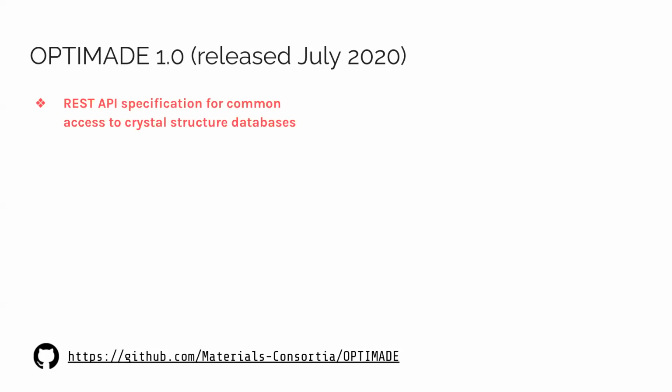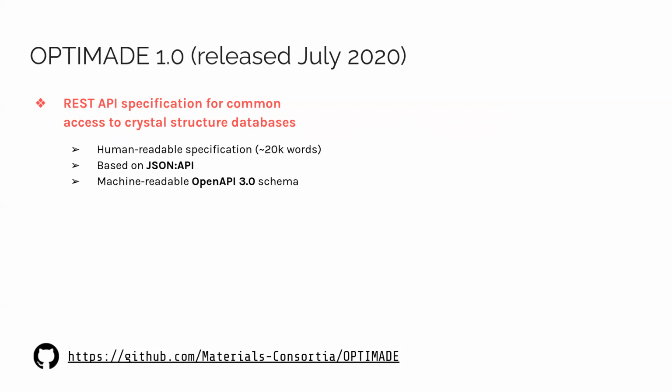So, I've said this, but just to hammer it home again, OPTIMADE is a REST API specification for access to crystal structure databases specifically. It's this human readable specification that has its basis in JSON API. And if you're a machine, you might want to read the machine readable schema. It does enable unified access to many millions of crystal structures.